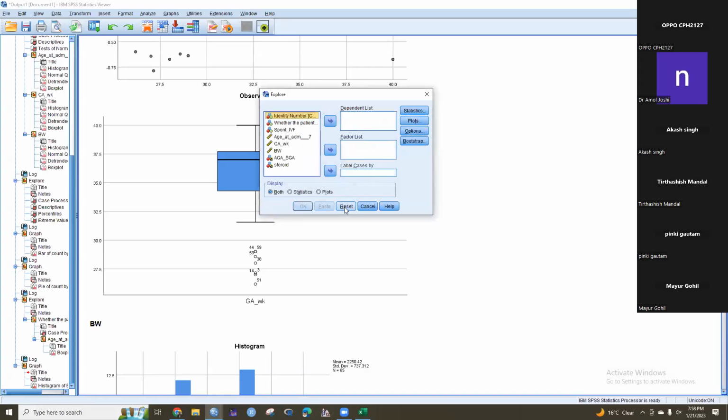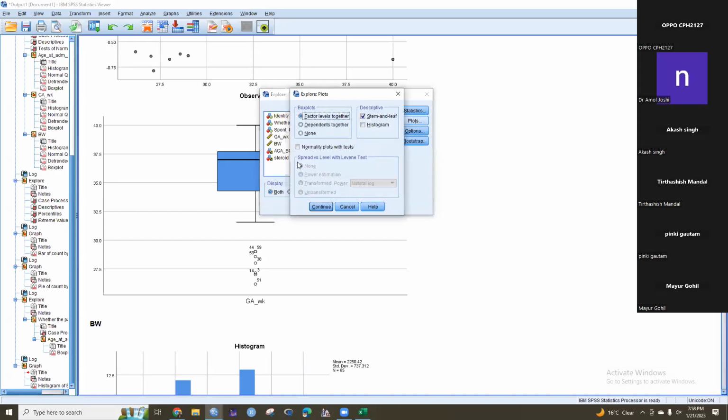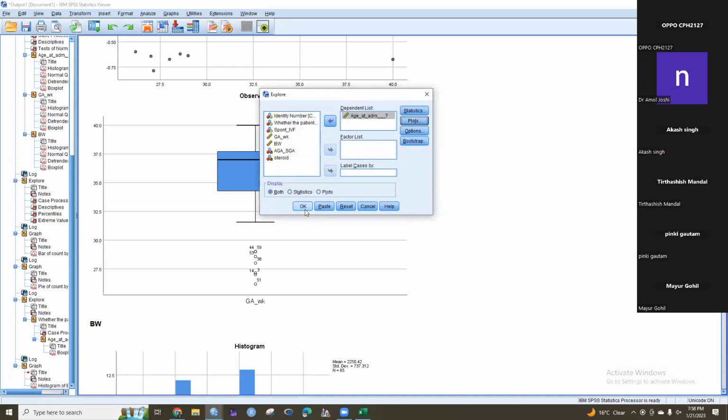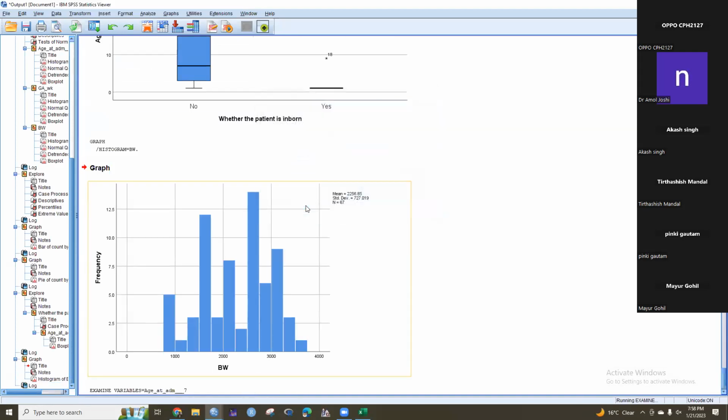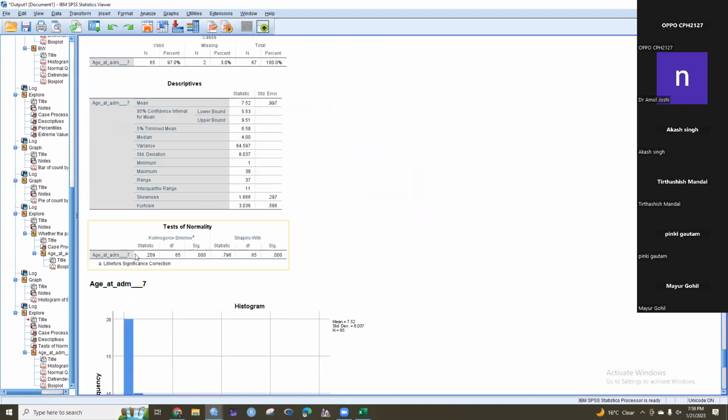Cancel, reset. I am just taking this variable and going to Plots. Now in the Plots, you can see normality plots with tests. And then I will click OK. So what it will do is test for normality. There are 2 tests: one is the Kolmogorov-Smirnov test, another one is the Shapiro-Wilk test.